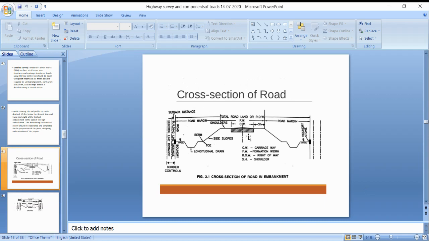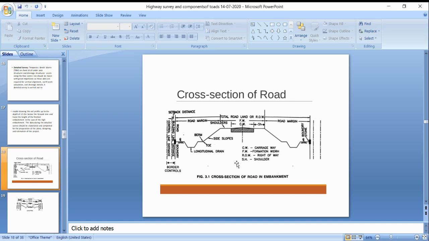Here we can see this is the carriageway. These are the carriageway, and these two are the shoulders. The carriageway plus these two shoulders make up the formation width. This is the formation width, and here this is the drainage. Drainage water is collected here, and this is called the road margin.